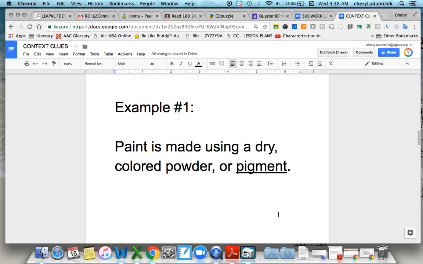All right, example number 1. Paint is made using a dry colored powder or pigment. So the unknown word here that we're not really sure about is pigment. I can read the rest of the sentence: paint is made using a dry colored powder or pigment. So I see this dry colored powder, and by seeing that, I know that pigment is some sort of powder that's colored. So I'm using the context to figure out what the word pigment means.